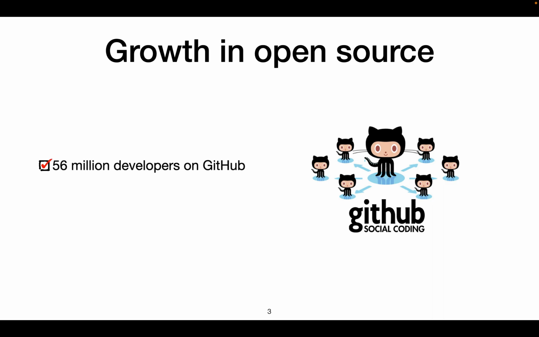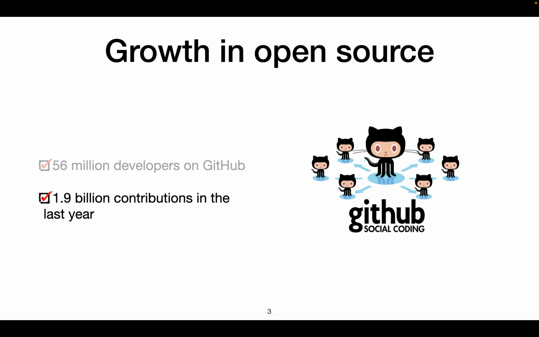For example, last year, GitHub had 56 million developers on their platform, and in total they made 1.9 billion contributions. And in most of the contributions, reading the code and finding the relevant parts was very important. So we want to help the open source community so that they get more good developers, as it will be easier for getting started in the project.